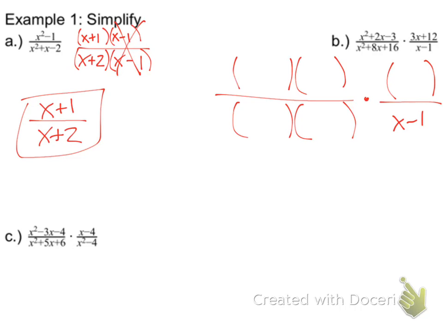I just kind of mentally set it up. So I set this up for myself. So then I can go x squared plus 2x minus 3. Ooh, a is 1. I like that. That's x. Factors of 3.